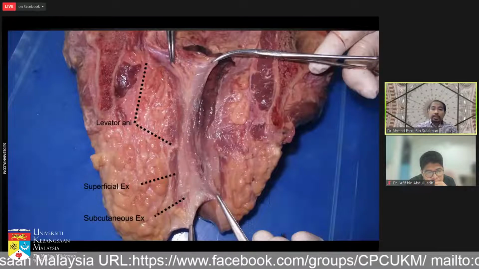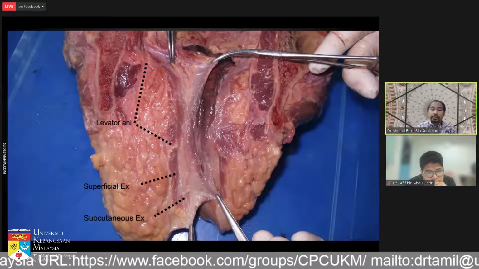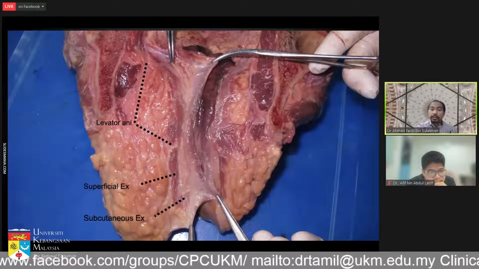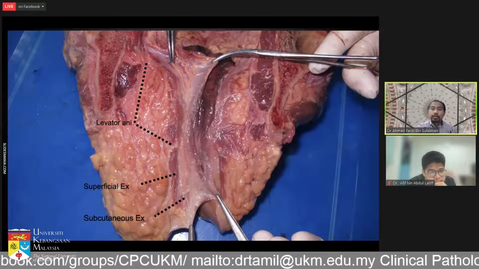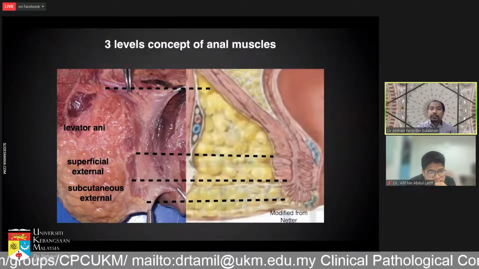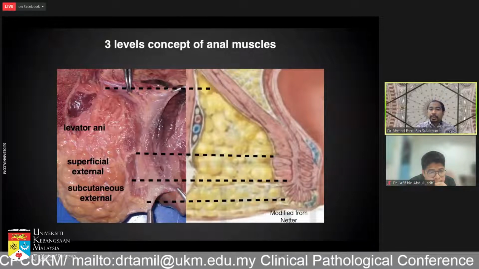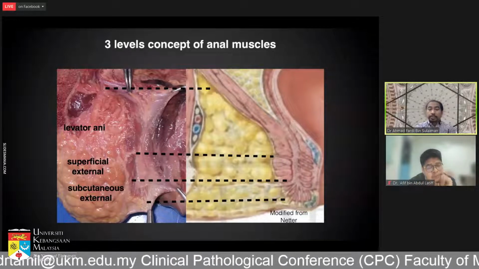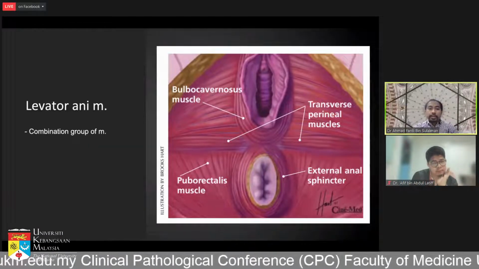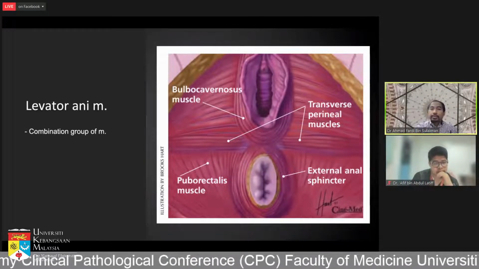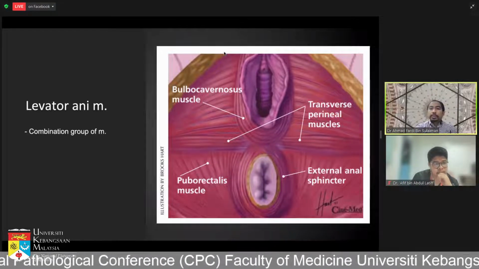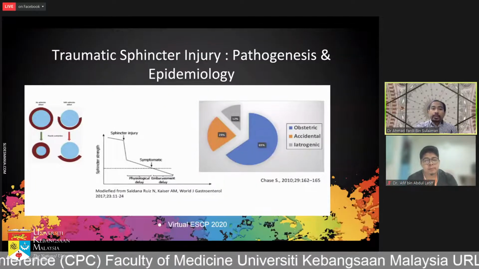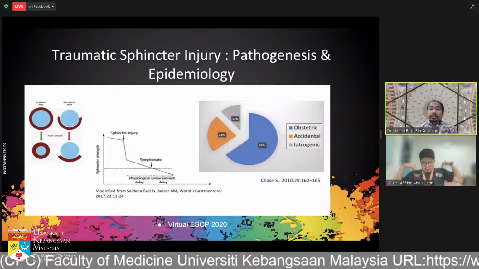and whether we need to do the immediate repair for the patient. This is a cadaver dissection that I'm going to share. It was given by one of my fellow colorectal consultants, Mr. Huzairi, while he was at Chulalongkorn Hospital in Bangkok. So with this, you can see here the three-level concept for anal muscles. From the level of the anus, you can see here the superficial external and subcutaneous external sphincter. And last but not least, the levator ani muscle, the combination of a group of muscles from the bulbocavernosus, puborectalis, and others.